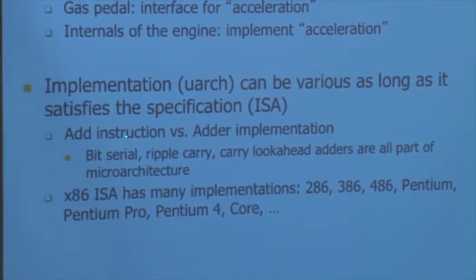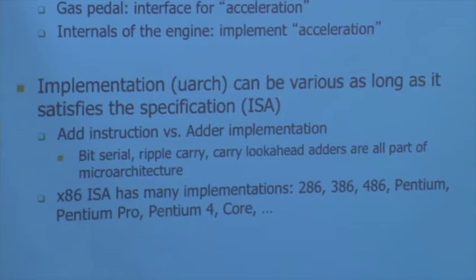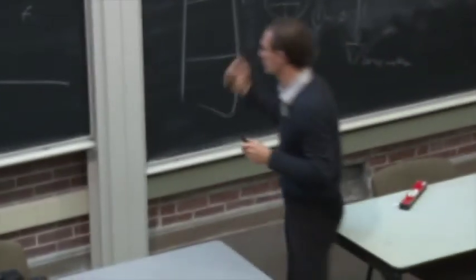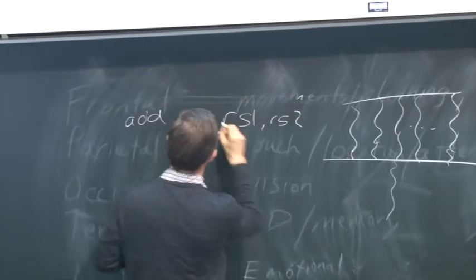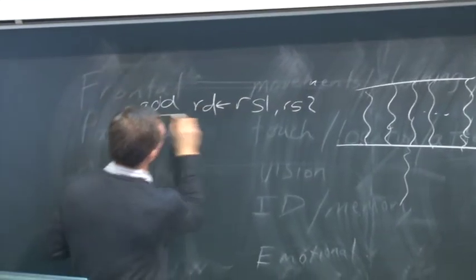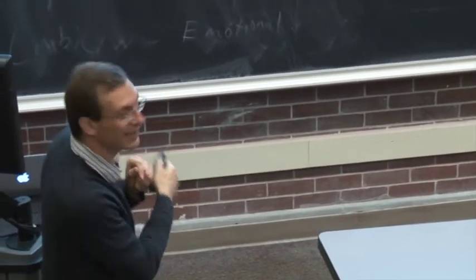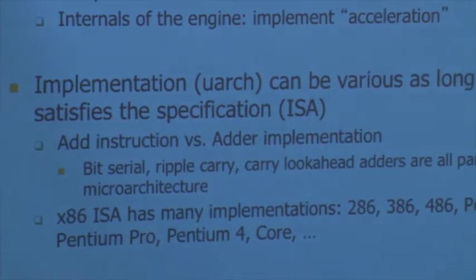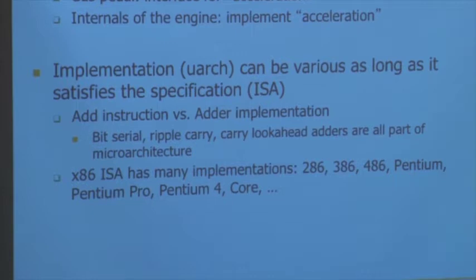Similarly, you can have an add instruction versus an implementation of the adder. With the add instruction, what the programmer cares about is that you have this add interface. You add two registers, let's say: our source 1, our source 2, and our destination. The programmer writes this, but the underlying implementation can be done in many, many ways. It could be a ripple carry adder. Are you guys familiar with the ripple carry adder? OK. It could be a carry lookahead adder. How about that one? You've seen this in 240?